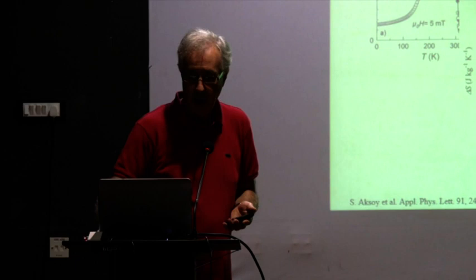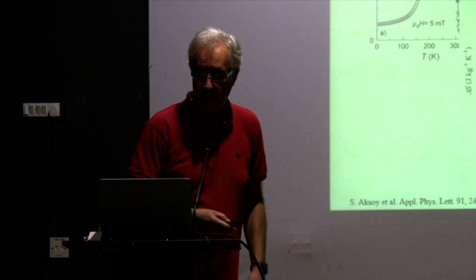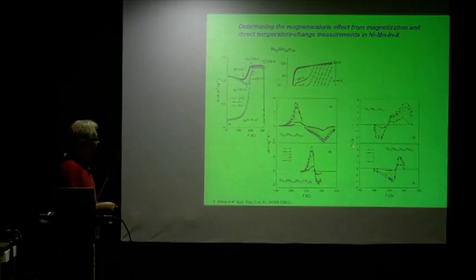So now, we hung our sample in our calorimeter. We've applied a magnetic field. And what do we see? We see temperature changes. This is our direct temperature change measurement. So what has happened now? Down here at low temperatures, below around 200 Kelvin or so, in this region, we have the inverse magnetocaloric effect. We applied the magnetic field, and it cooled.